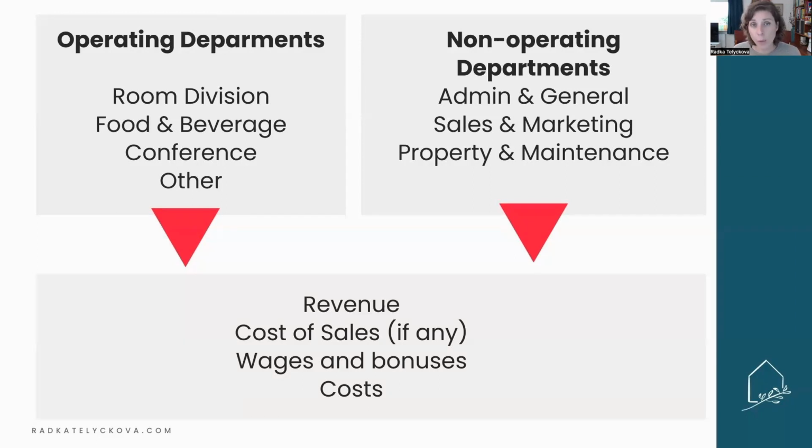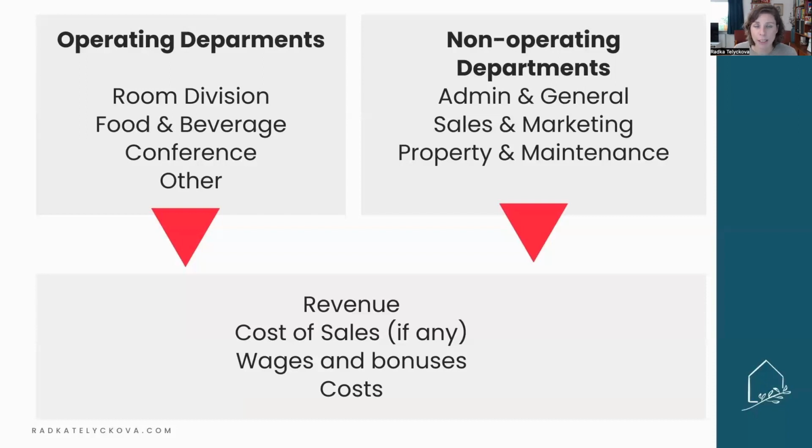The rest of the hotel is not generating any revenue and is simply consuming whatever we have been making in that operating department. So these departments are only costing; they are non-operating departments. So it's administration in general. Our GM, his assistant, for example, our sales and marketing department, including all the costs, our property and maintenance. And there are some other small parts, but these are the departments, okay?